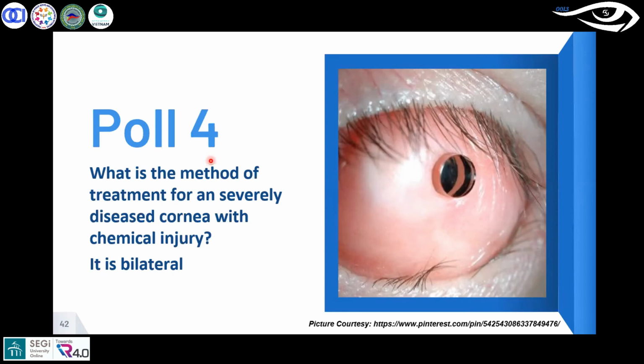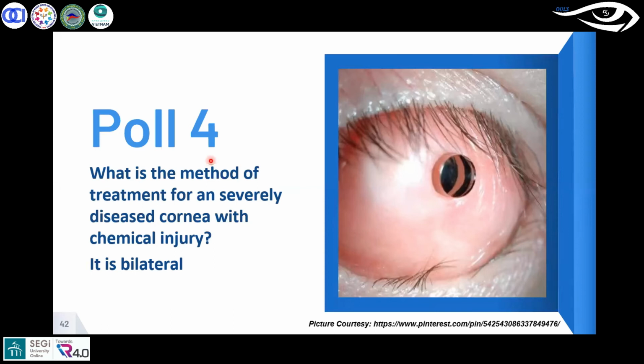This is actually done when sufficient wetting function is available in order to maintain the corneal tissue. But in cases where there is severe dry eye and there is minimal or no tear production, type 2 Boston keratoprosthesis is usually preferred, or the other one which is preferred is the osteo-odonto-keratoprosthesis.